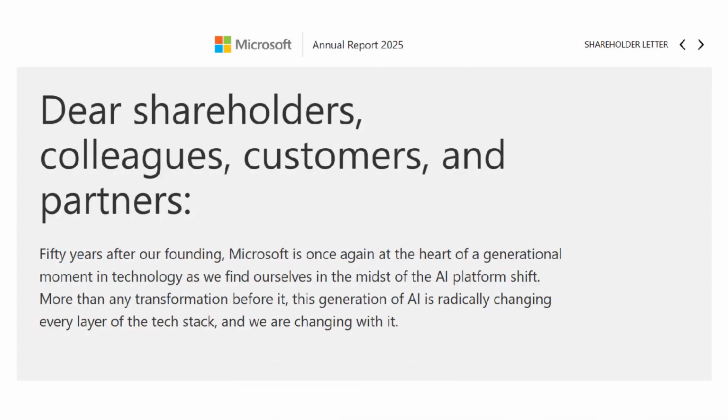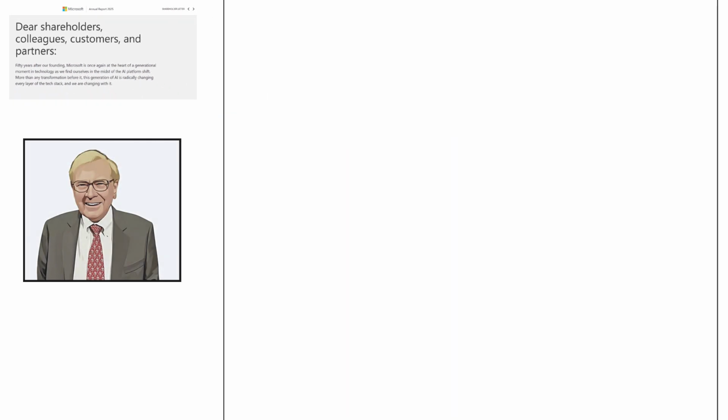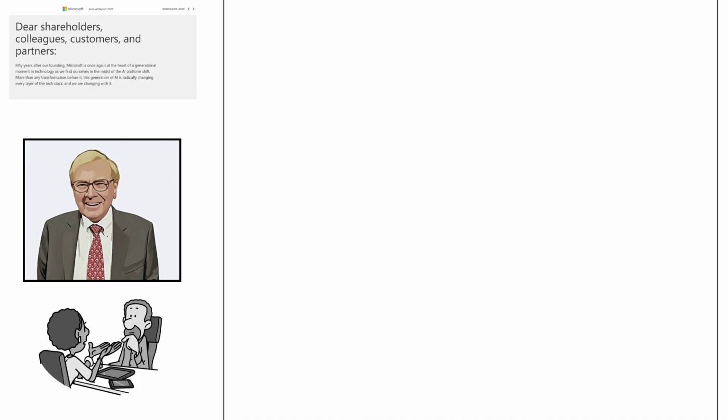We'll look at Microsoft's 2025 annual report as an example. And as you can see, we have a shareholder letter written by Satya Nadella, who is the CEO. Buffett said that when executives are open and speak directly about how the company operates, it dramatically increases his confidence in the investment.